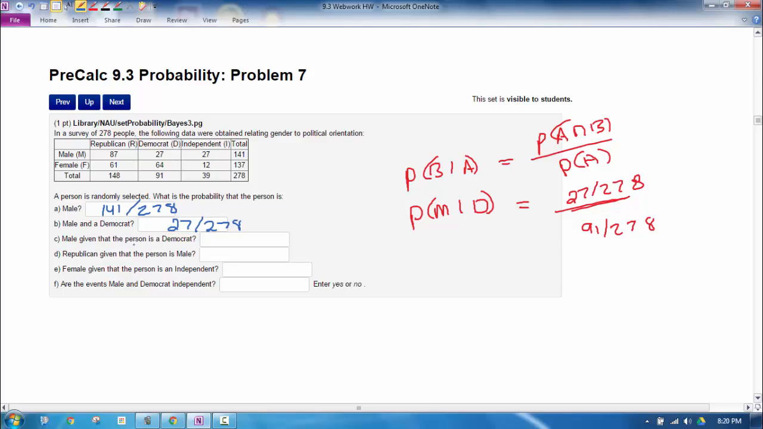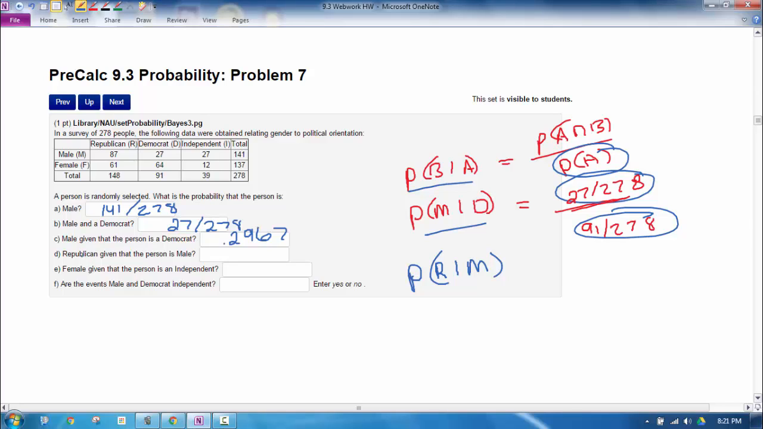And then the next question is a hard one. It says, what's the probability someone's male given the person's a Democrat? So that's male given they're Democrat written like this, which if you compare it to our conditional probability formula, because that's what this is, the condition is that they're a Democrat. You can just follow this and say, okay, well, we need to find the probability that they're male and Democrat, which we had already found. That was 27 out of 278. We also need to find the probability of A, which is the probability that they're a Democrat. Now, the probability someone's a Democrat is 91 out of 278, so I put that in the bottom. Now I can use that formula to find this. Just divide these two numbers, and that gave me 0.2967 about.